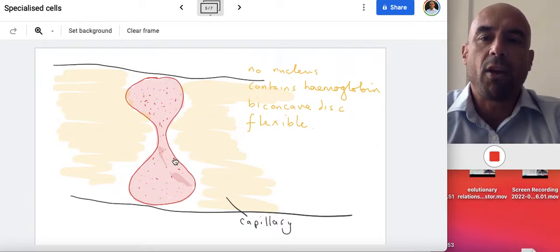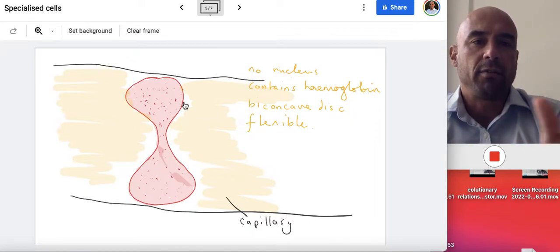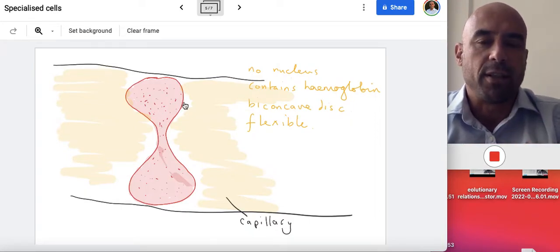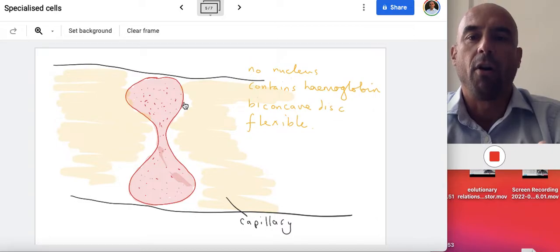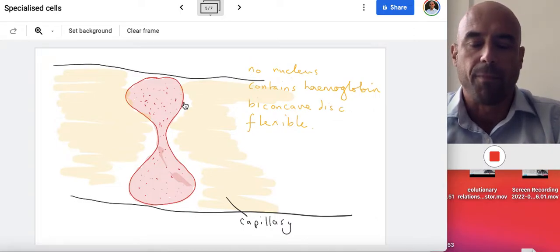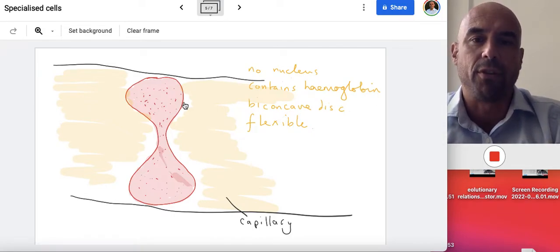Now, if we make something concave, you've essentially increased its surface area, because if the disc just joins up here like that, there is less surface area. Like I said before with the root cell, if you have a projection or a squeeze in the middle, you increase the surface area, and what that means is you get a more rapid uptake or rapid diffusion of the substance that you're trying to get hold of. In this particular case, it's an increased rapid diffusion for oxygen. They are also flexible, so they can squeeze through the capillaries.